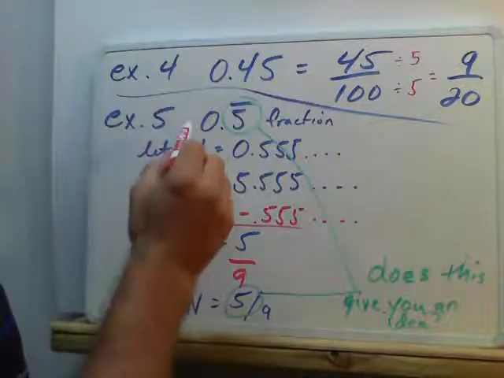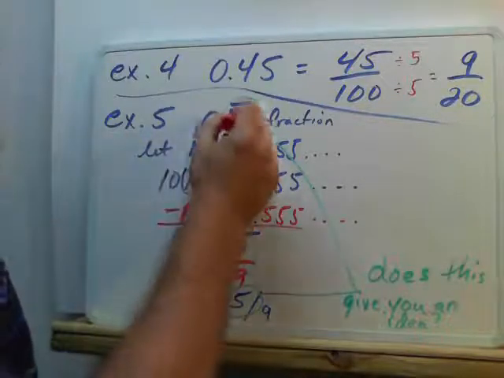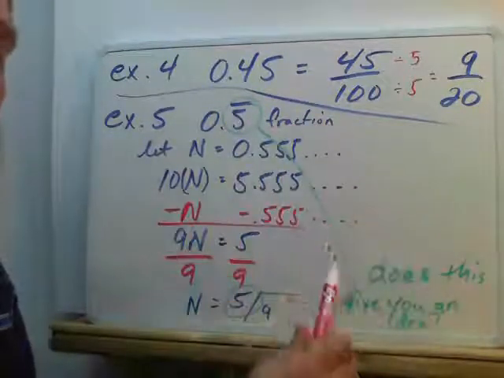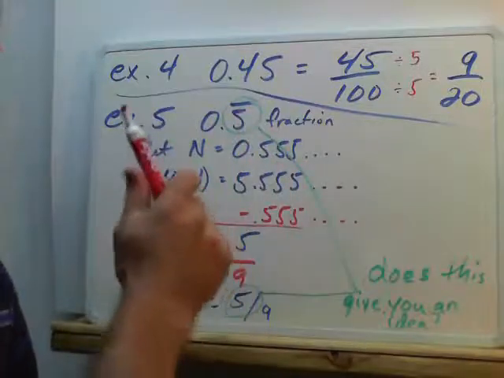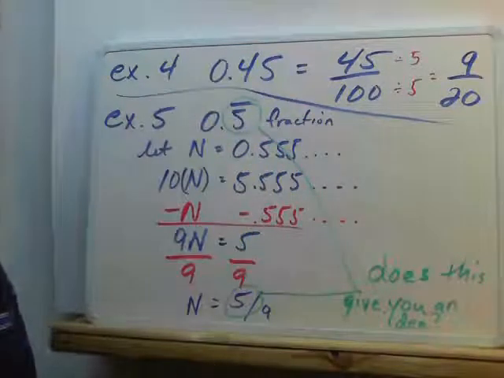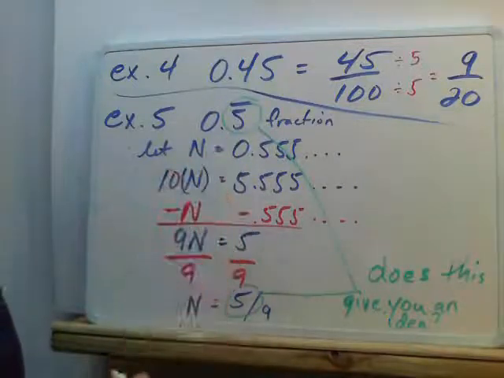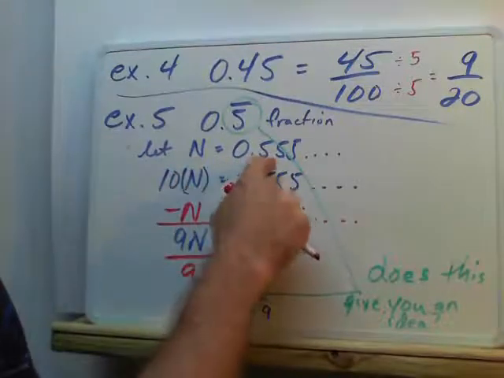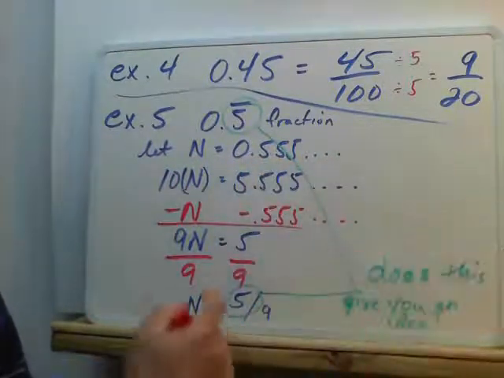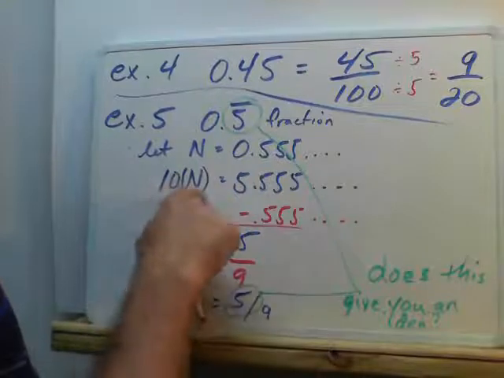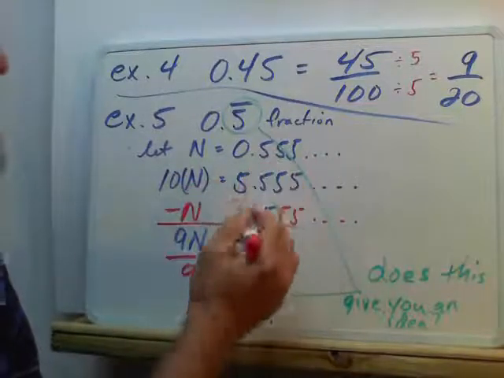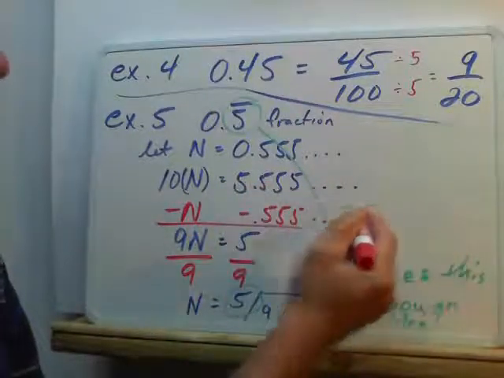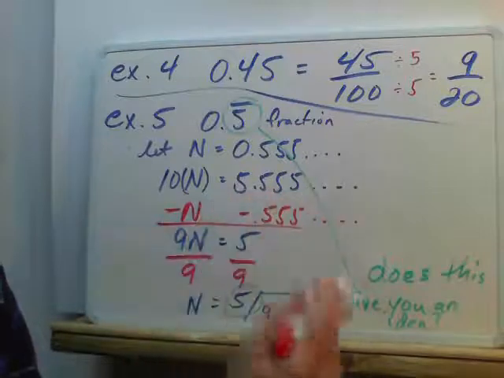Example number 5, I have 0.5 repeating. Pay really close attention to the explanation of this, because I want you to notice something that you can memorize and therefore turn these immediately into a fraction just by looking at it. The process is to say, okay, let n equal 0.5 repeating. Then 10n would be 10 times that, so we move the decimal point to the right, and we have 5.5 repeating. So now we have 10n equals 5.5 repeating.